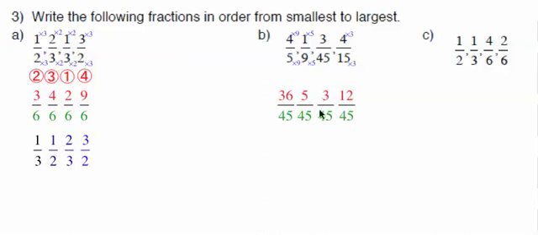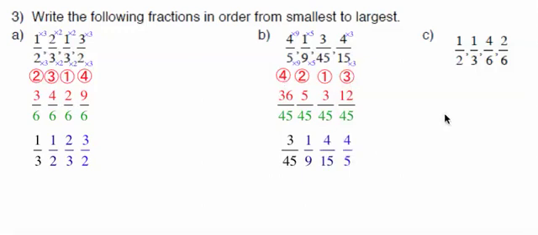All right, the 3/45 is the smallest, then the 5/45, and then comes the 12/45, which is 4/15, and then the 36/45 is last. So 3/45 comes first, then my 1/9, then my 4/15 is third, and then the 4/5 is last. And that's it. Okay, so over here for C, here we have the bottoms as 2, 3, 6, and 2.